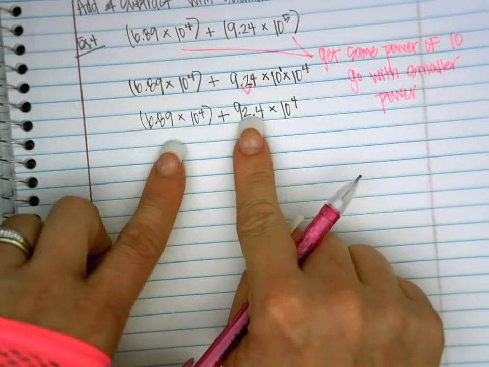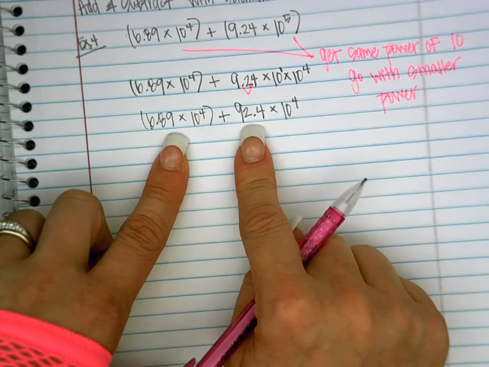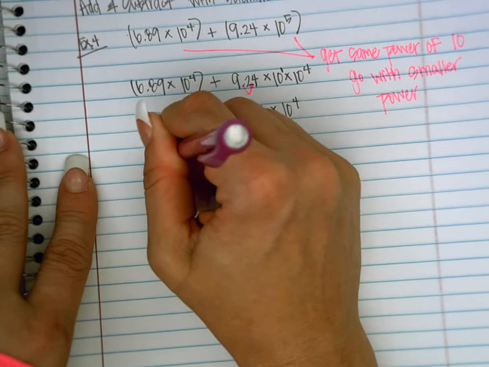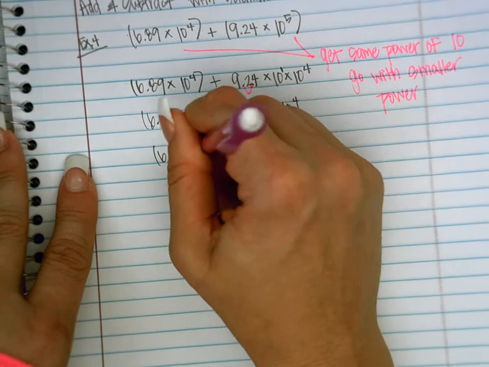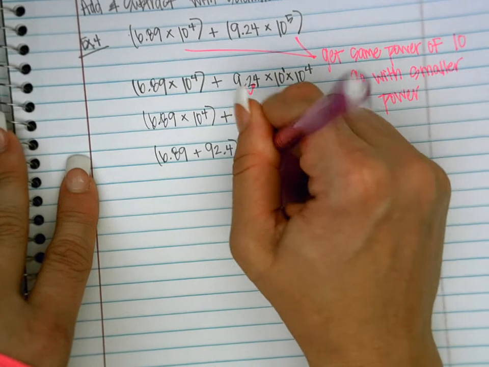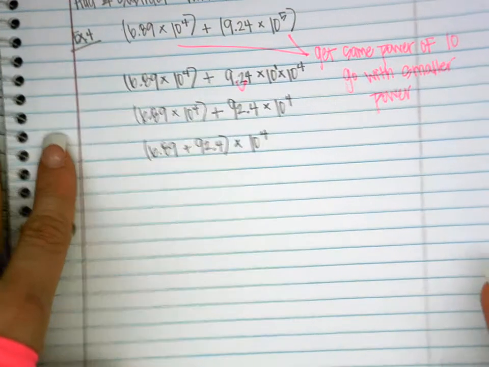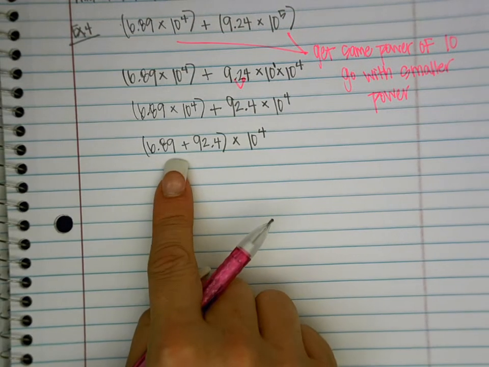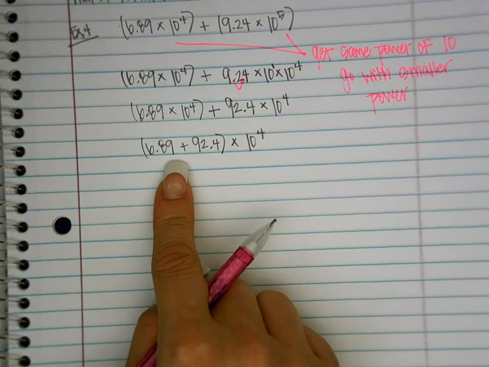Now I'm going to group things together, just like I did with the multiplication. So group the 6.89 together plus the 92.4 together. Then that's times 10 to the 4th. Okay, so I'm just going to rewrite these. Now, can I add those together? Can you do 6.89 plus 92.4?